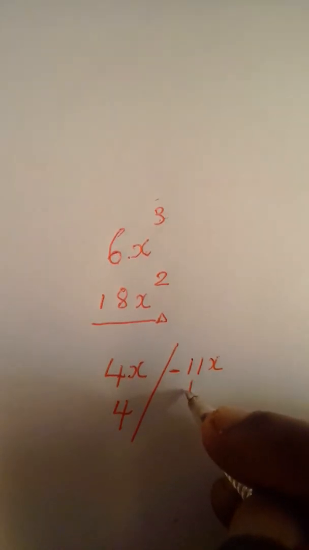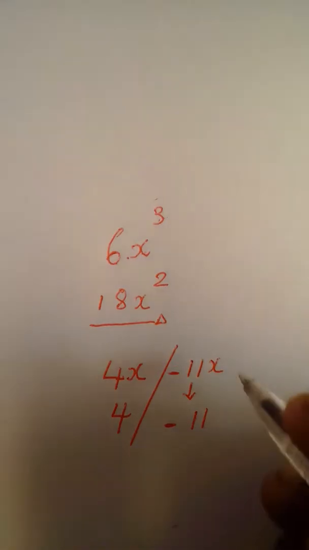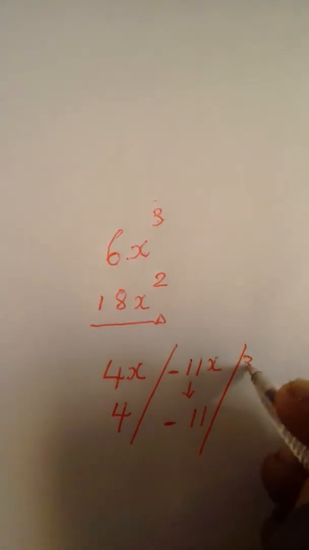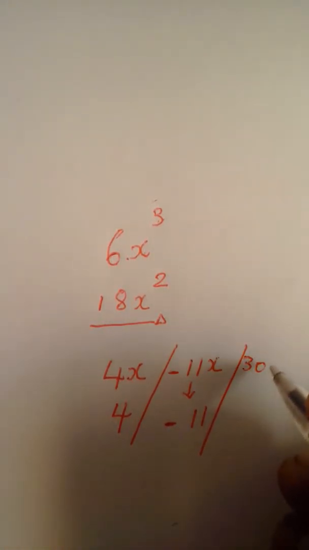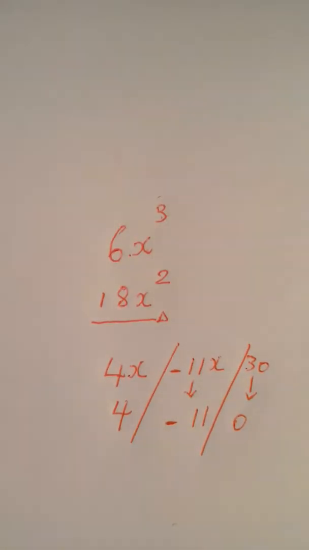The derivative of negative 11x is negative 11. What is the derivative of 30? The 30 is just a number, so the derivative of 30 is 0. It's very, very important, guys, that you know how to derive.